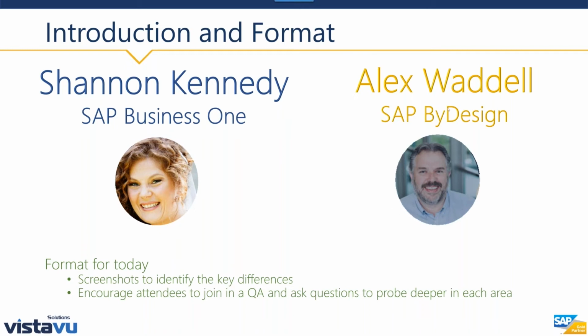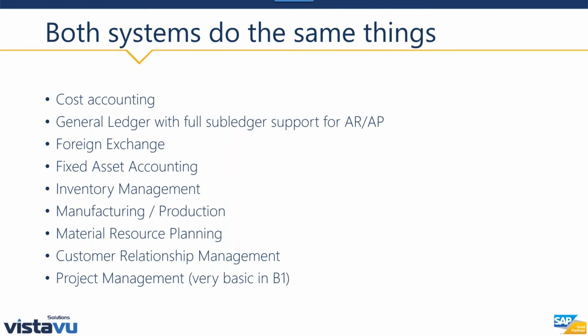And so with that, I'd like to talk a little bit about the fact that both systems do a lot of the same things. So they both do cost accounting. They both have a general ledger with full subledger support for AR and AP. They both handle foreign exchange. They both have a fixed asset module, inventory management. BusinessOne and ByDesign both do manufacturing through production orders. They allow you to do MRP runs to generate purchase orders and manufacturing events. They have CRM modules and project management, although in B1, project management is extremely basic.